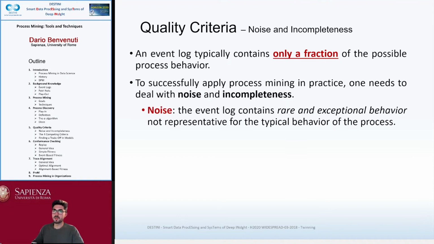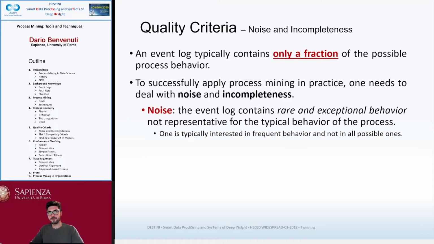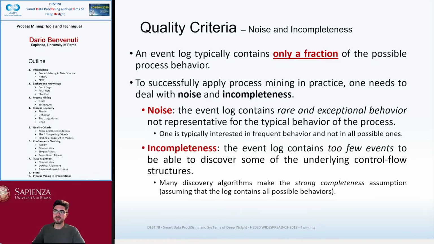So, for example, the noise is a particular kind of behavior, very rare and exceptional, that appears in the event log, but which is not representative of the typical behavior. So it's something that we are not interested in, but instead it's present in the event log. While incompleteness is the problem of not having enough events in the log to discover all the underlying control flow structures.